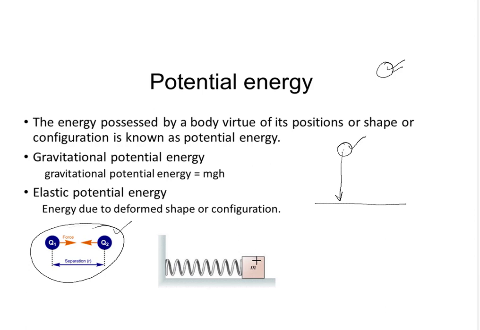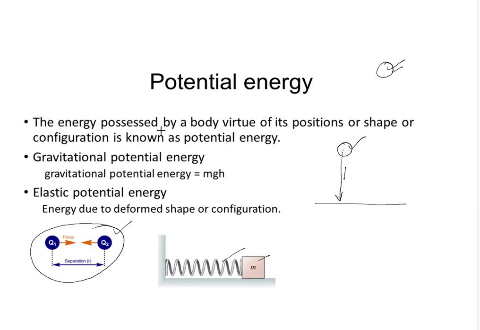Now, let's look at this spring. What happens when you compress the spring? When you change the shape of the spring, because of that changed shape or the deformation, the spring will store some energy, and that energy is also potential energy. Now we divide potential energy into two different categories.